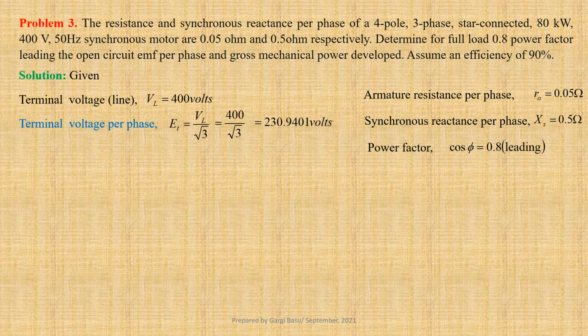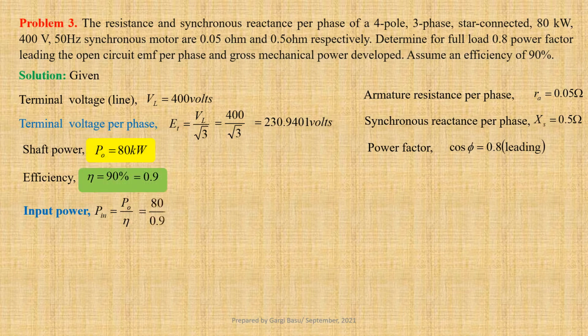Given shaft power PO equals 80 kilowatts. Efficiency of the motor, eta equals 90%, that is equal to 0.9. Let us first calculate input power. Pin equals PO divided by eta. Using values we get 80 divided by 0.9, that gives us 88.8889 kilowatts, or 88.8889 into 10 to the power 3 watts.